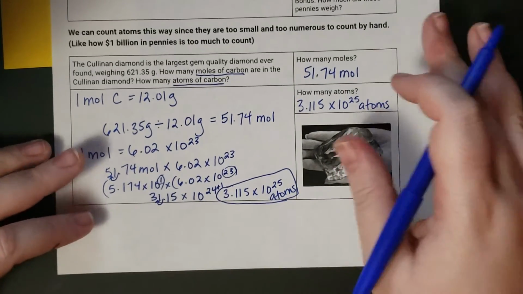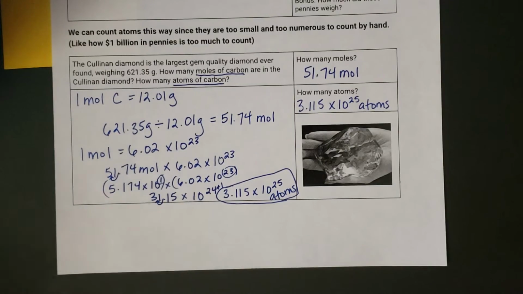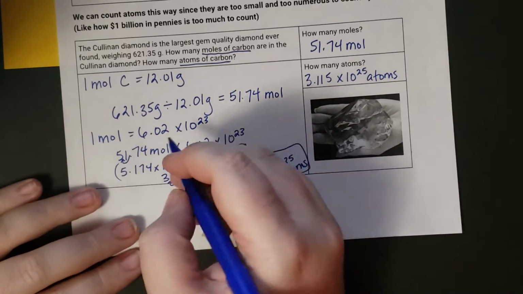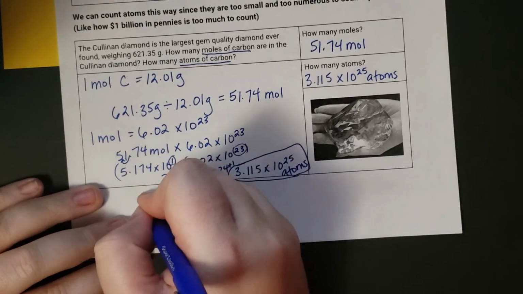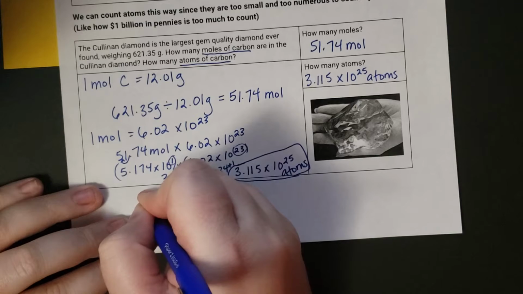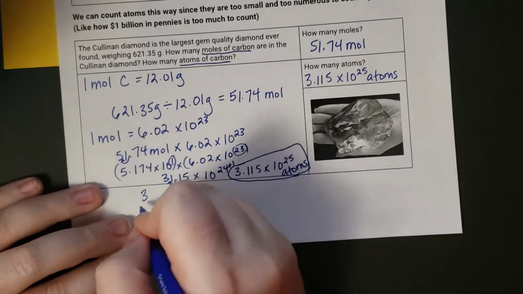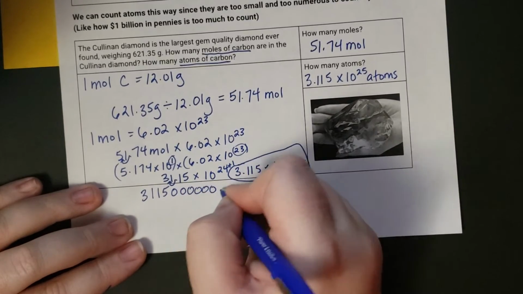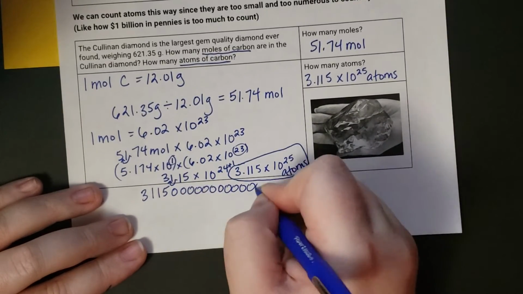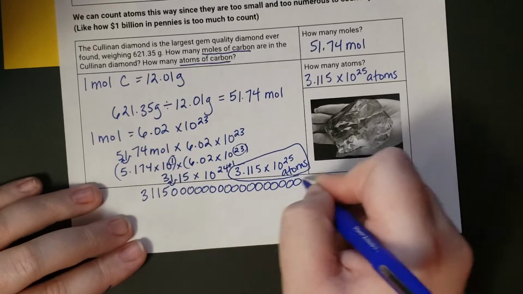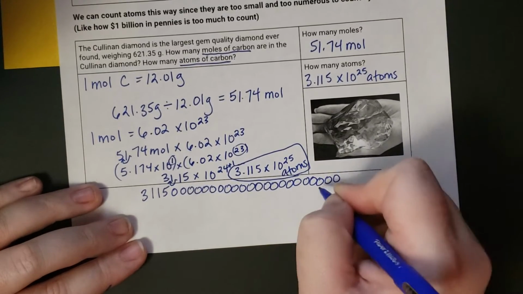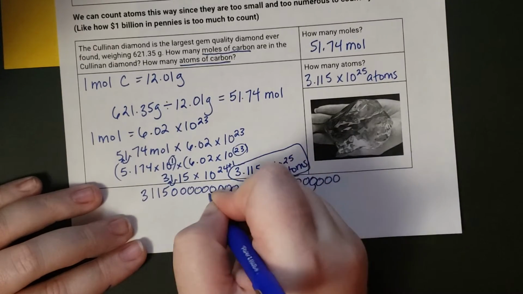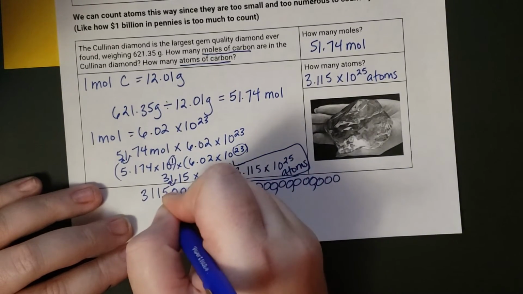Now, if I took that out of scientific notation to give you a number that you're more comfortable with, that would be, so 1, 2, 3, 4, 5, 6, 7, 8, 9, 10, 11, 12, 13, 14, 15, 16, 17, 18, 19, 20, 21, 22, 23, 24, 25. This is how many atoms there are in that 1 diamond.